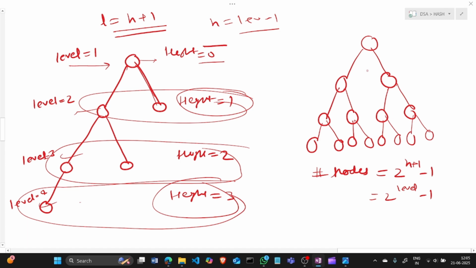Now let's see, if we count the number of nodes in a full complete binary tree, the number of nodes is equal to 2 to the power h plus 1, minus 1. Because this is the same, if we count the number of nodes in terms of level, the number of nodes equals 2 to the power l, where l means level, minus 1.